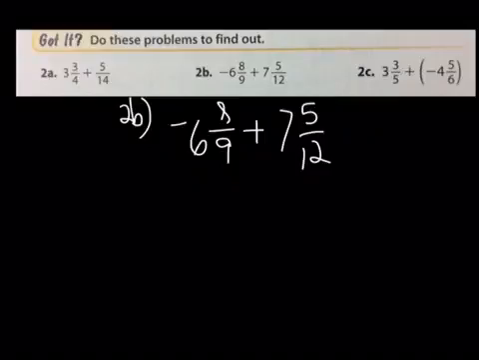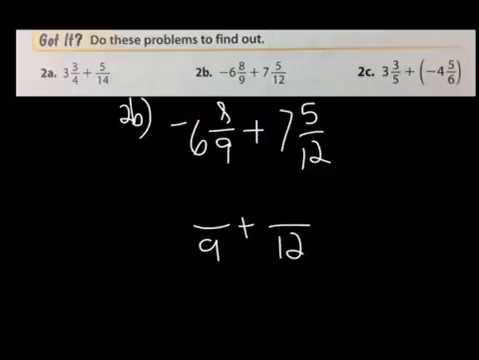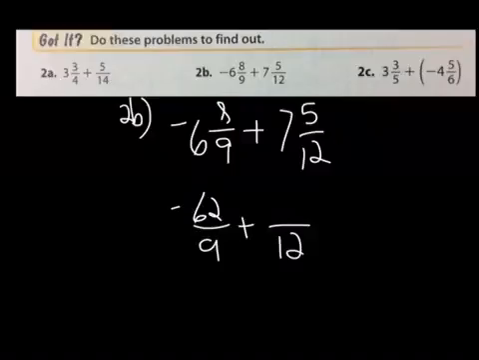Okay, and so let's see, we have 9 plus 12, those don't change. 9 times 6 is 54, plus 8 is 62. Okay, and that's our negative. And 12 times 7 is 84, plus 5 is 89. And there we have it.